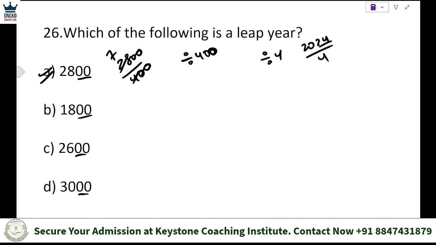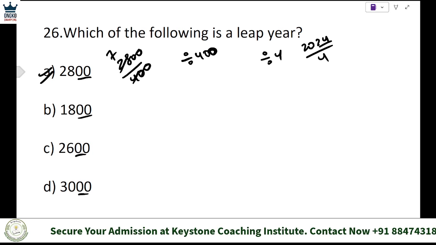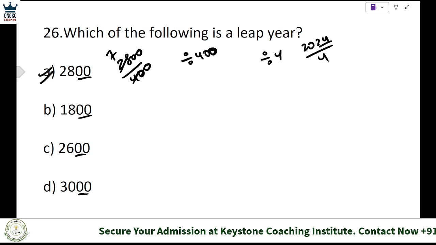It's not divisible by 400. If you check by whether it's divisible by 4 or not, then if a mistake is made, all the options will be divisible by 4, right?